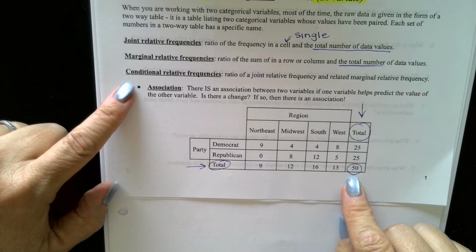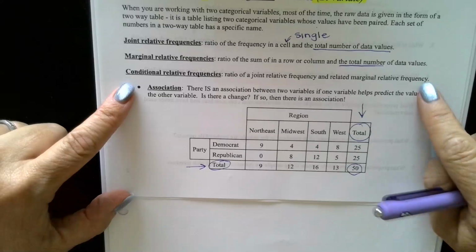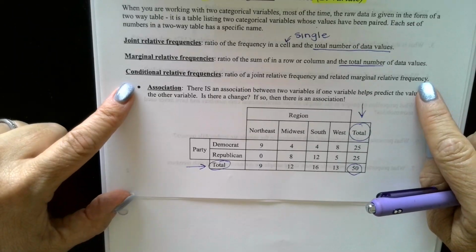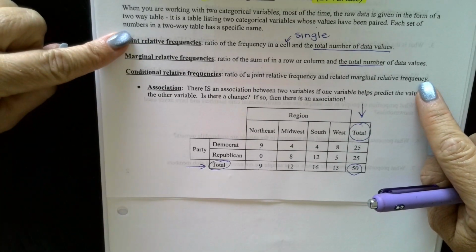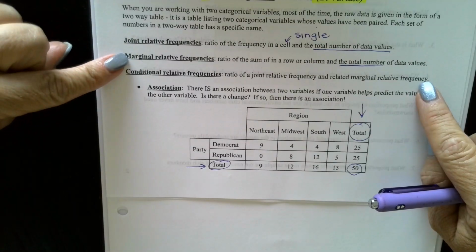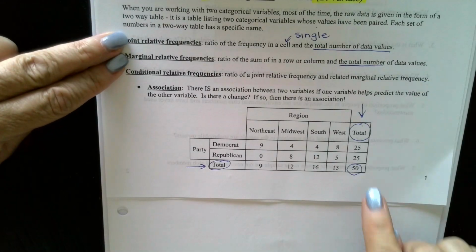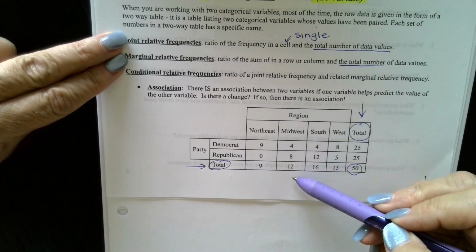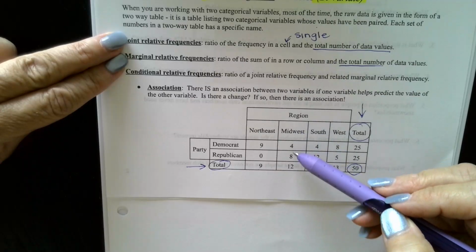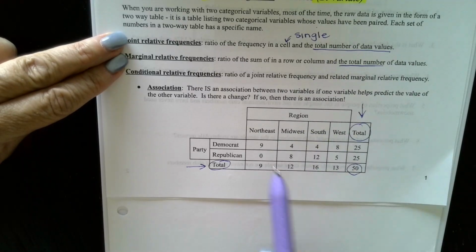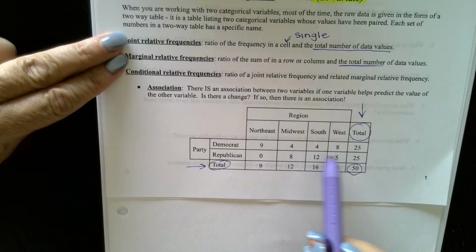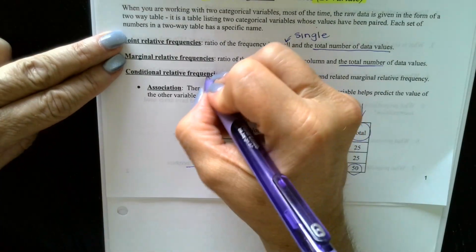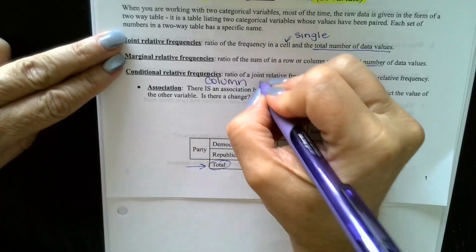Then we have conditional relative frequencies, and this is kind of wordy, but basically it's saying the ratio of a joint frequency to a marginal frequency. And if you do that, what ends up happening is you're not dealing with a total overall, you're dealing with whatever is in your column. So we would either deal with all of the numbers in one column or all of the numbers in a row. So conditional is either going to be column or row-based.